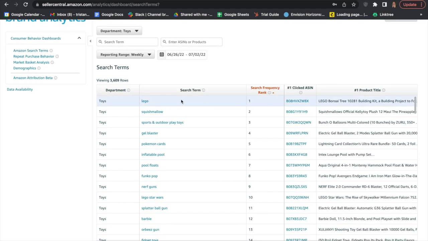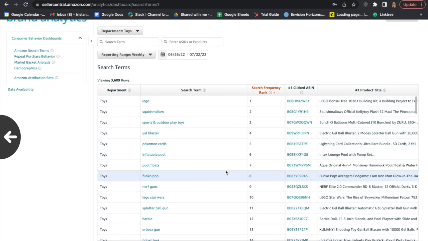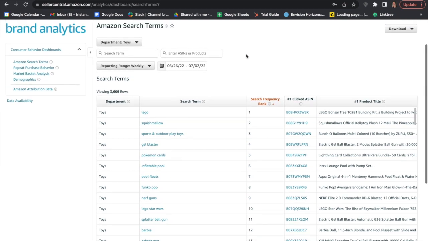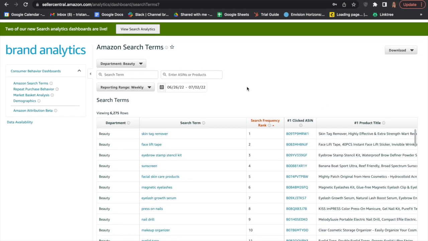Last week, Lego, we see repeating, but Squishmallow is a new search term we see popping up. Pokemon cards are a repeat. Gel Blaster is new. So it's an interesting way to take a look at what's popular on Amazon right now. And you can, of course, download the data into Excel and play around with it more. You can also search for specific ASINs or products.